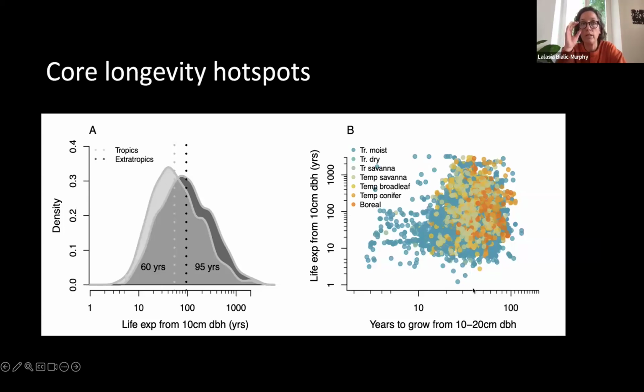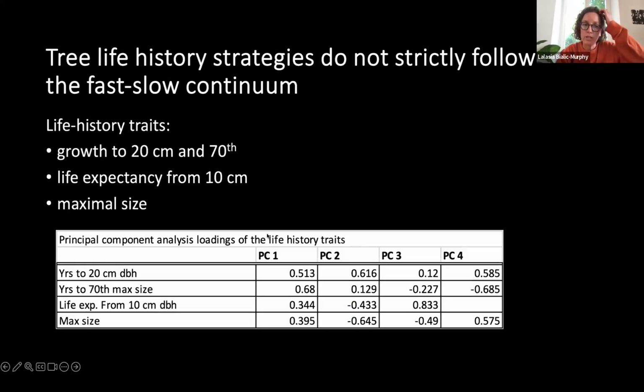And one of the things that really motivated a lot of the subsequent results that I'll show you is this basic scatter diagram, where you can see that there's really not a strong alignment in what you would expect based on the fast-slow continuum, where species that have really similar growth strategies, so take the same number of years to grow to 20 centimeters, have this wide range of life expectancies. And you can also see visual patterns in the variation among different biome types, so the tropics versus the boreal regions.